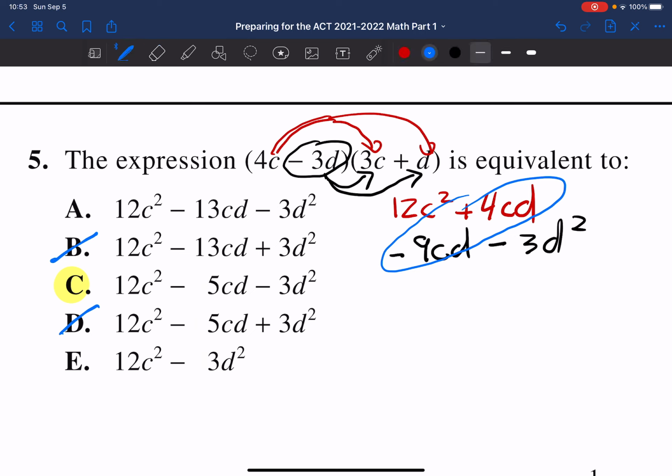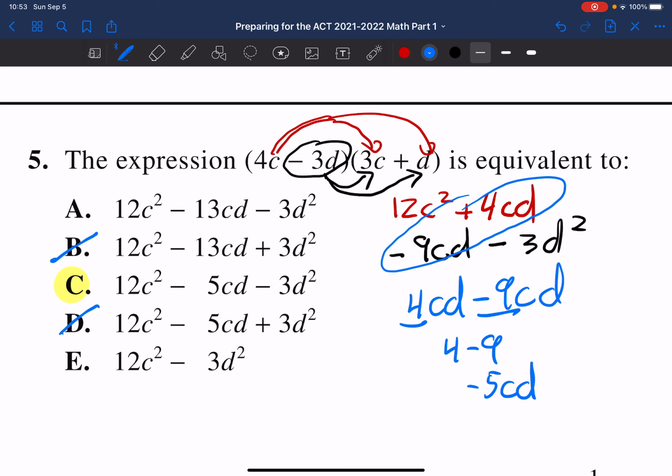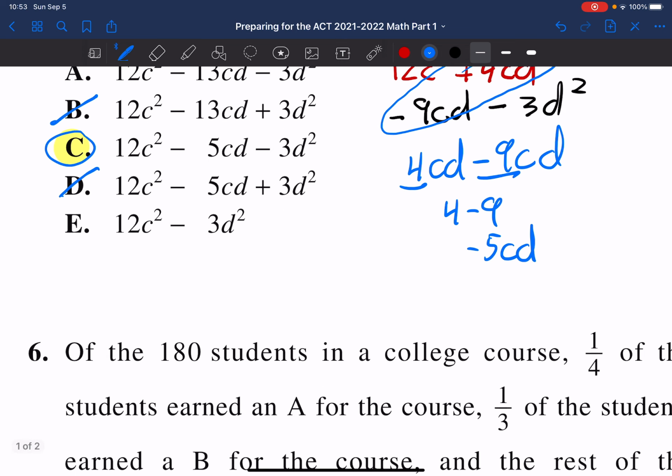So similar to number 2, when we combined those, we say, all right, well, we've got 4cd minus 9cd. So we just look at the numbers, the coefficients out front. 4 minus 9 is negative 5cd. So out of the ones that are left, the only one that has a negative 5cd is letter C.